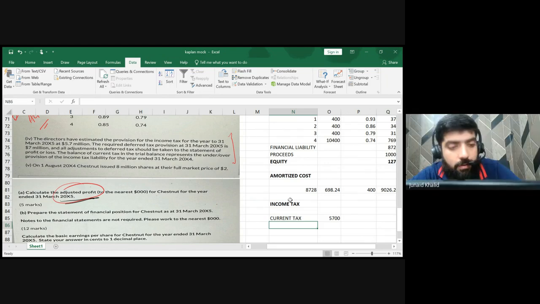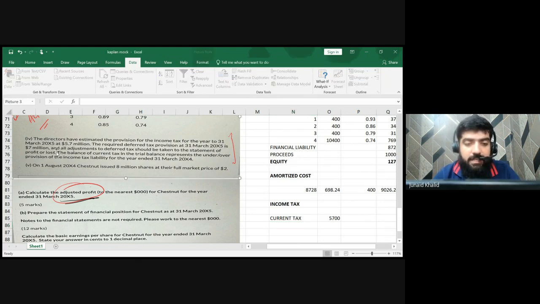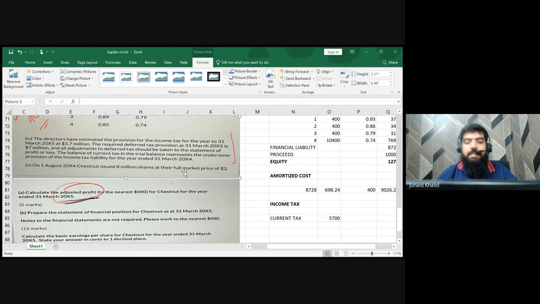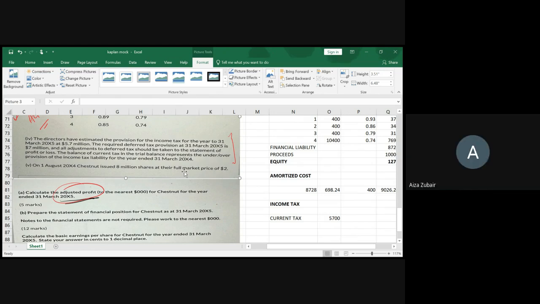Yes. Now, all adjustment to the deferred tax should be taken to the statement of profit and loss. The 7 million is the deferred tax liability closing balance which is given in the question. Now, the second last statement says that the balance on current tax in the trial balance represents the under or over provision of the income tax liability. For which type of information is this given over here? To find the temporary difference.